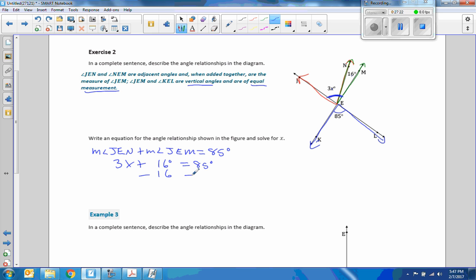So when I do the algebra now, I subtract 16 from both sides. I get 3x equals, and 15 minus 6 is 9, 7 minus 1 is 6. 3x equals 69, divide by 3, divide by 3, the 3's cancel, I get x equals 23. Okay, and then go back and read the question. Write an equation for an angle relationship shown in the figure. Solve for x.